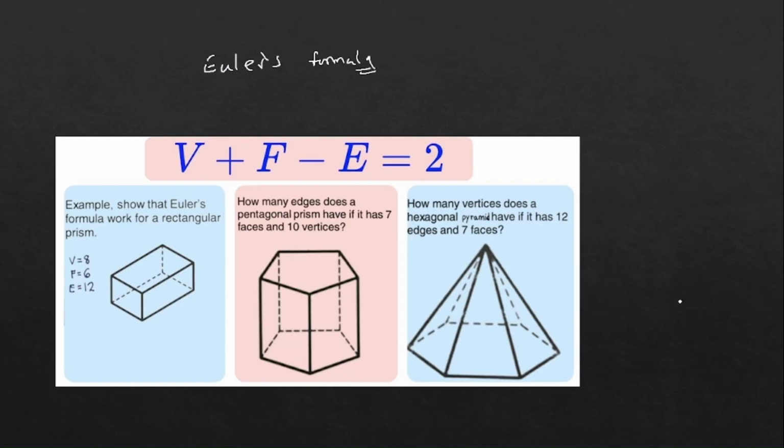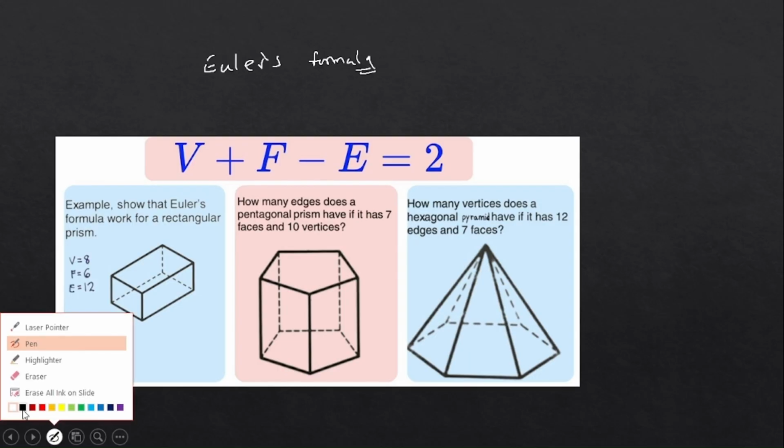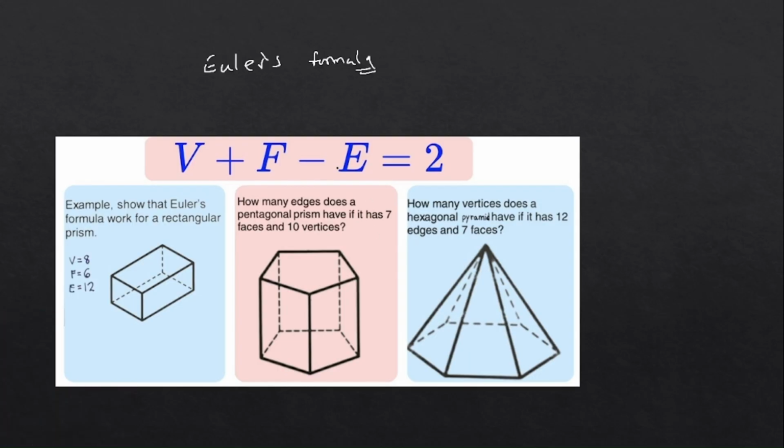This is Euler's formula. Euler's formula states that, here in this particular figure, the number of faces, the f value, plus the number of vertices minus the number of edges is equal to 2. So this equation is nothing but Euler's formula.